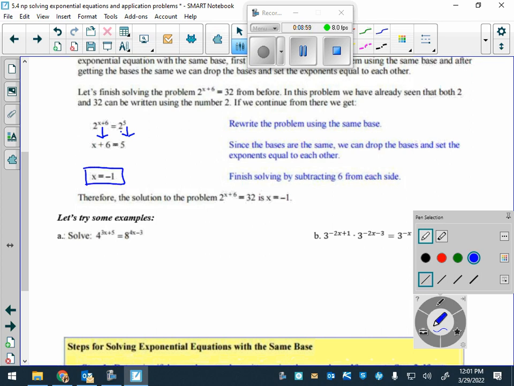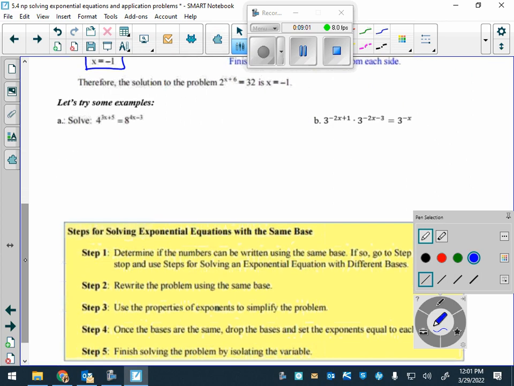All right? So if we look at A, we have 4 and 8. Okay? 4 can't be a base because 4 to some power does not give me 8. So what's a common base for both of them? 2. Okay, how would I rewrite 4? 2 to what power? Go ahead, just say it out loud. 2, and then 3x plus 5. How would I rewrite 8 with the same base? 2 to what power? 2 to the third.